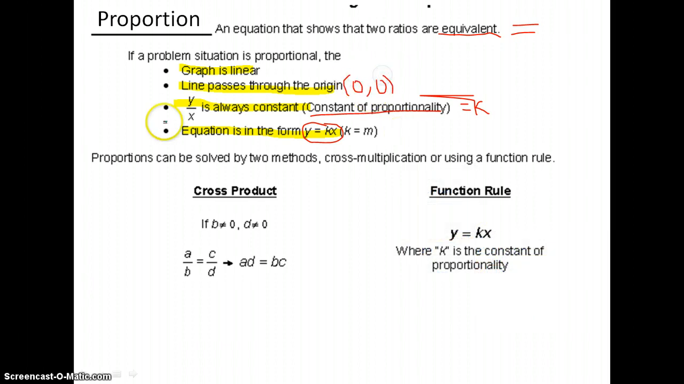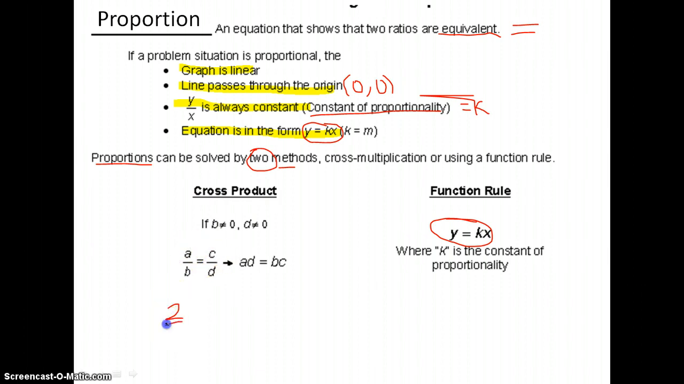0. Now, proportions can be solved two methods. There's two different ways that you can solve proportions. You can do cross product or you can do function rule. Function rule is just taking y equals kx, where k is the constant of proportionality. So that's all the function rule is. And so you're going to take your y equals kx.